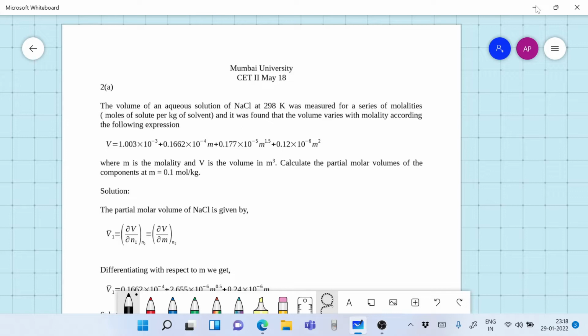Today we'll take up a problem which has come in Mumbai University May 18. It has come in the Chemical Engineering Thermodynamics 2 paper. The question is 2A.